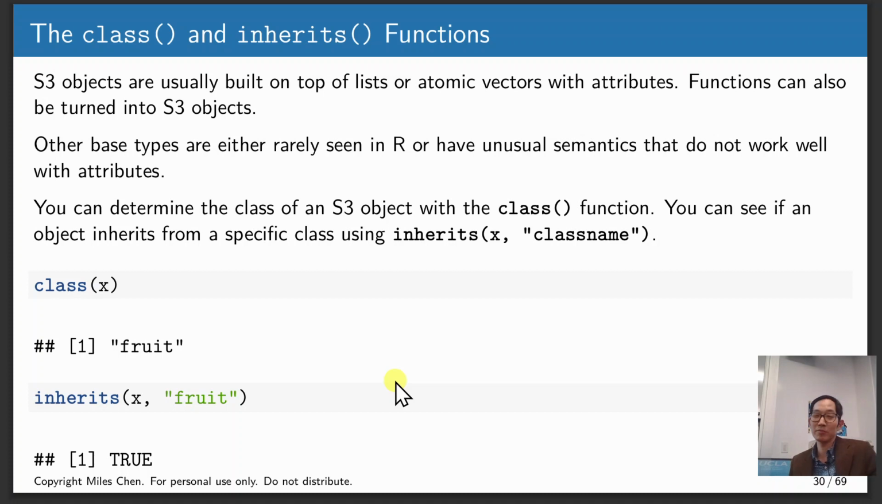Right now, it doesn't do much, but we can ask, hey, what is the class of this thing? And R will say it is fruit. So I can say, hey, what is the class of x? And it will say it is fruit.